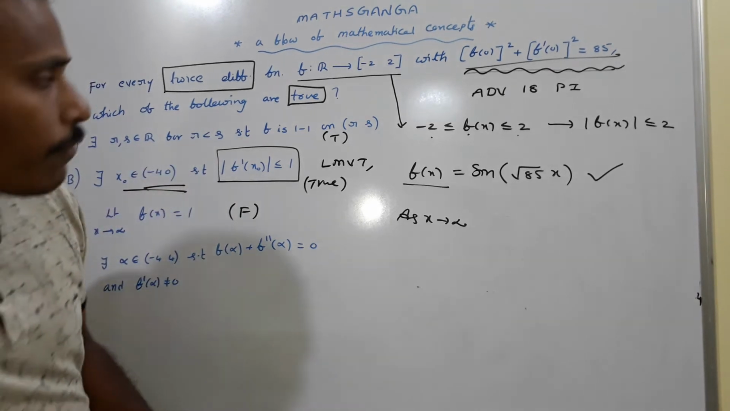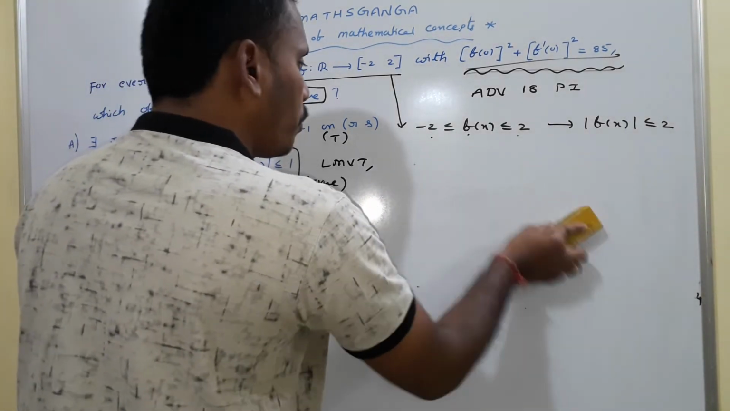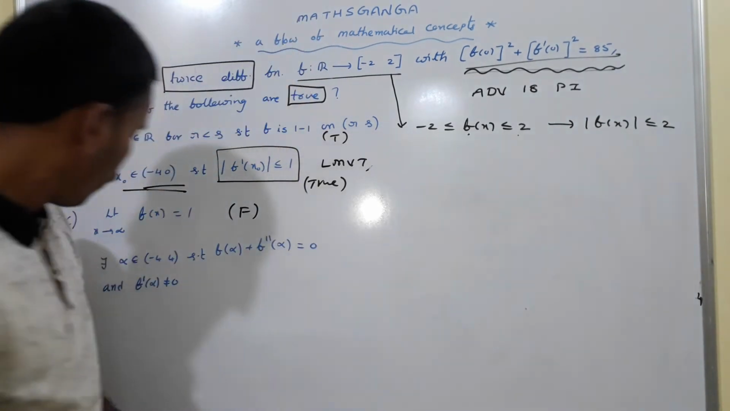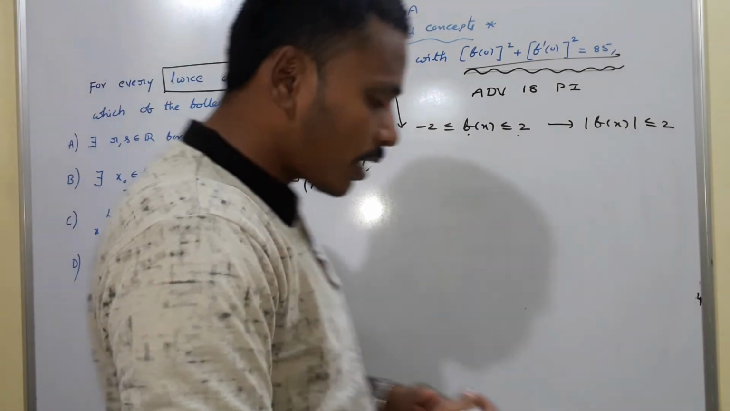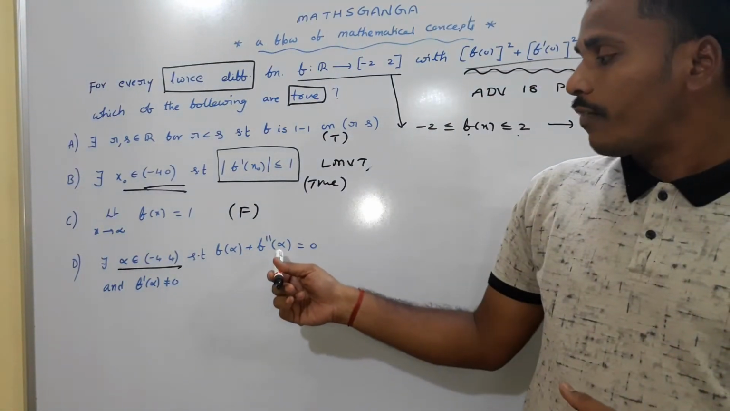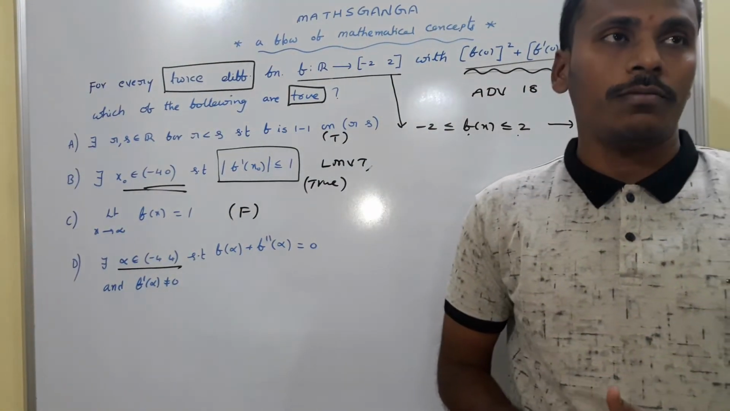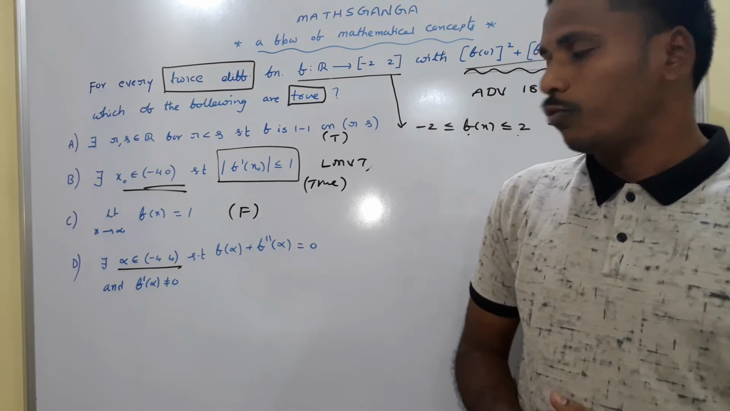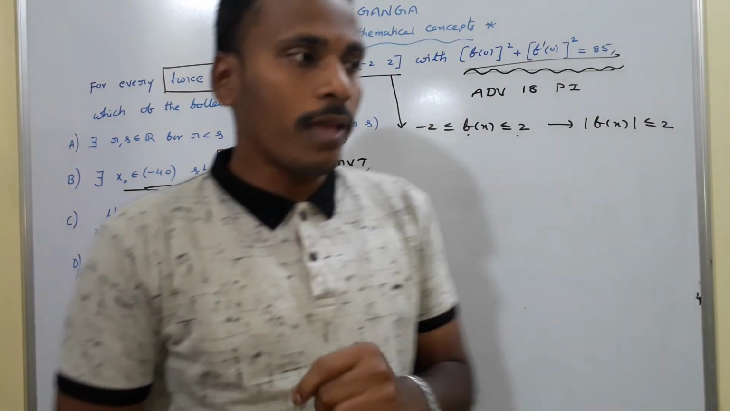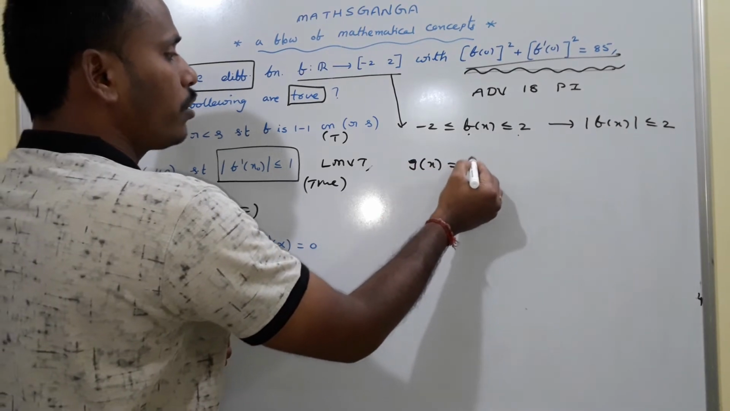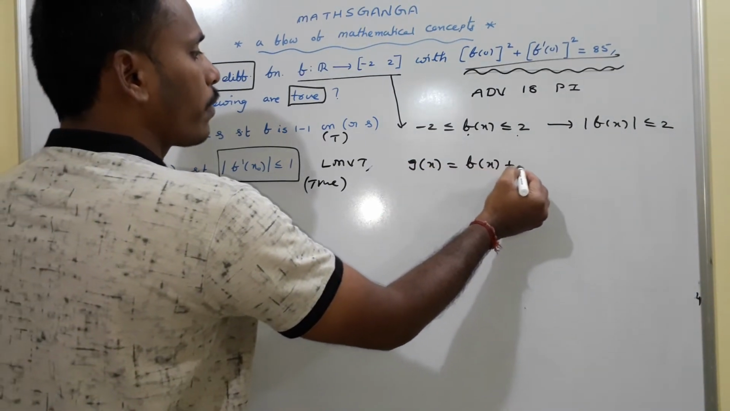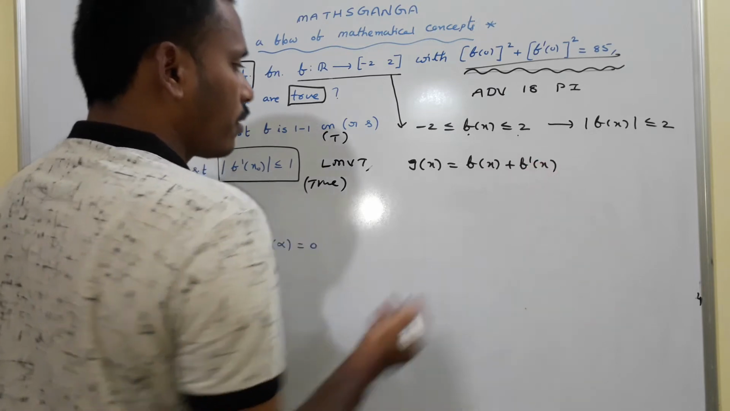Then to check the fourth option, B. If you see here, there exists some alpha in the range of minus 4 to 4 such that f of alpha plus f double dash of alpha is equal to 0. For that, initially what we have to do? We need to assume a function g of x, which is nothing but f of x plus f dash of x.